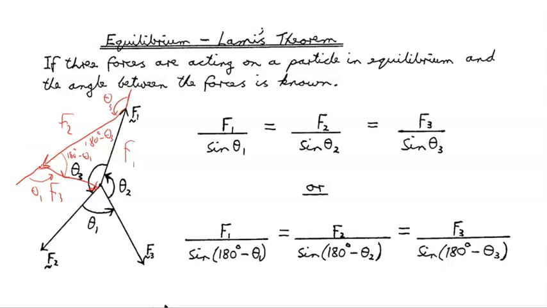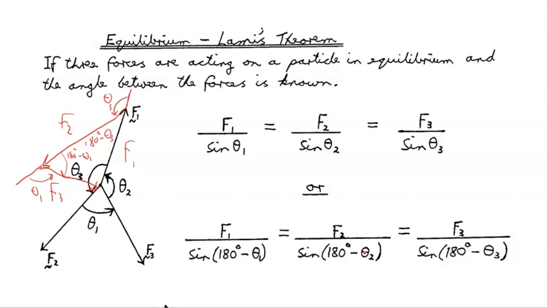Now what that means is, if you look at the sine rule in operation, you can see that, now that we've got our closed triangle, F1 over the sine of 180 degrees minus theta 1 is equal to F3 over the sine of this angle here, which is 180 degrees minus theta 3. And if we put F2 in here, we would have F2, this side here, over the sine of this angle, which would be 180 degrees minus theta 2.